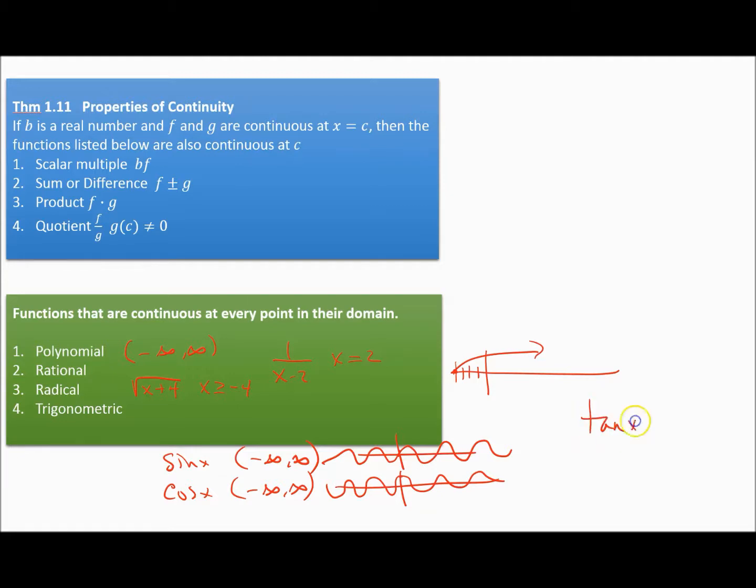So, for example, tangent of x, you remember what that looks like? It's got vertical asymptotes at the pi over 2's. So it's continuous between negative pi over 2 and positive pi over 2. And then again between pi over 2 and like 3 pi over 2. But not over the whole real number line. And you can make similar arguments for secant and cosecant. They're not continuous everywhere, but they're continuous everywhere in their domain. In other words, the numbers you're allowed to substitute into the function.